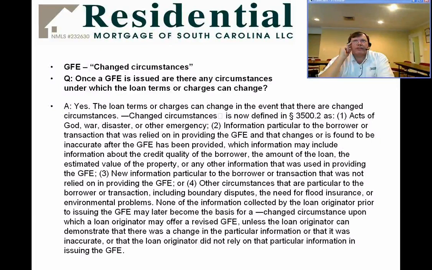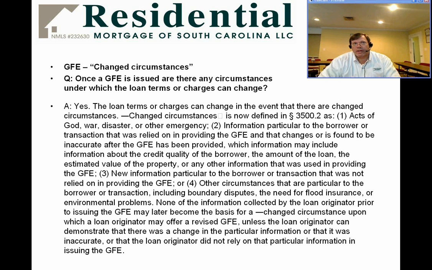It can also be information particular to the borrower or the transaction that was relied on to begin with in providing the GFE. So, for example, you provided us an executed agreement. The appraisal's done. It's discovered that the property has either serious issues or will not appraise, so the purchase price is lowered. That is a changed circumstance. At that point, we have 3 days to issue a new GFE to the borrower.